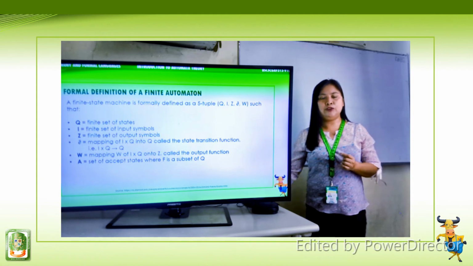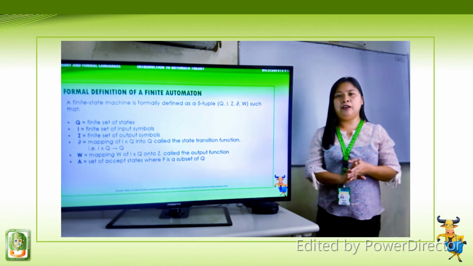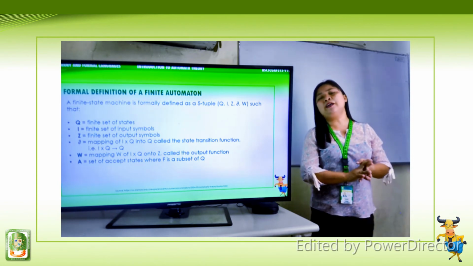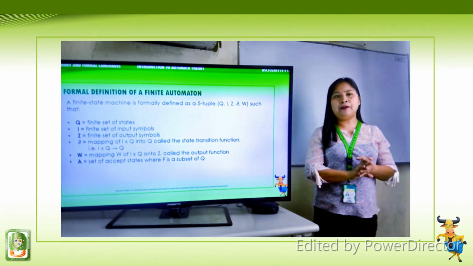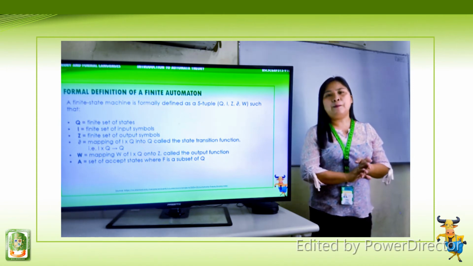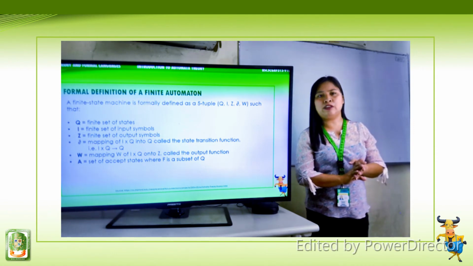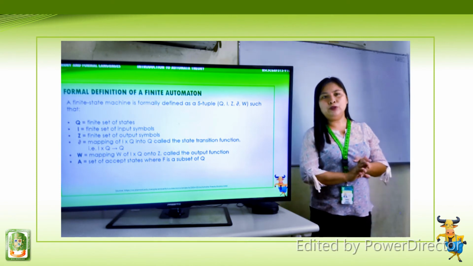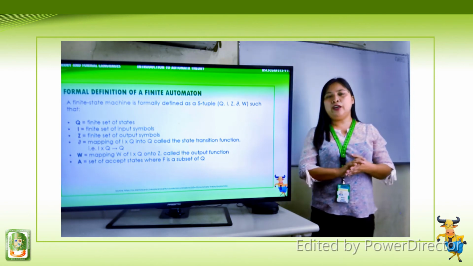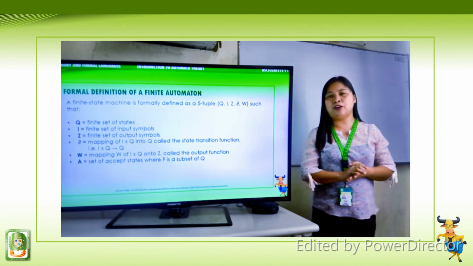A finite state machine is formally defined as a 5-tuple: a finite set of states, which is represented by capital letter Q; a finite set of input symbols represented by uppercase letter I; a finite set of output symbols represented by uppercase Z; the mapping of I times Q into Q called the state transition function; the mapping W of I times Q onto Z called the output function; and A, uppercase A, which is a set of accept states where F is a subset of Q.